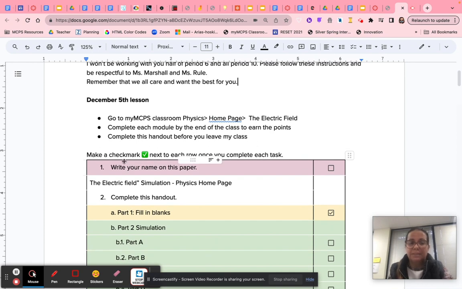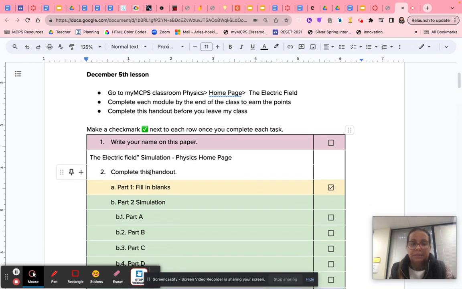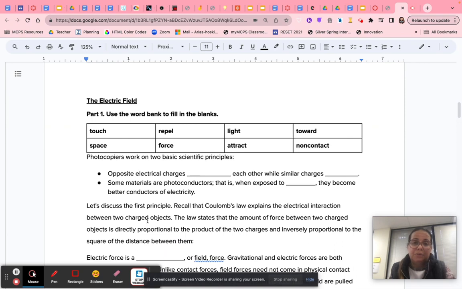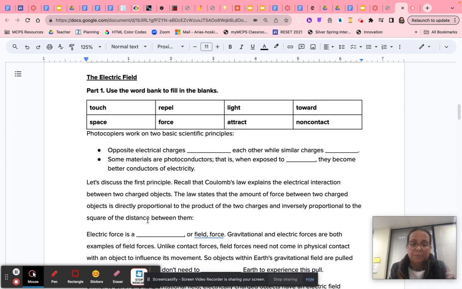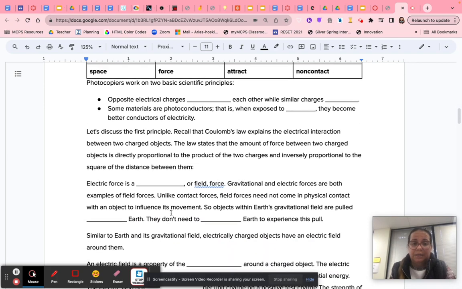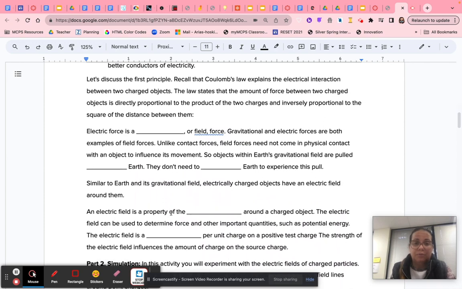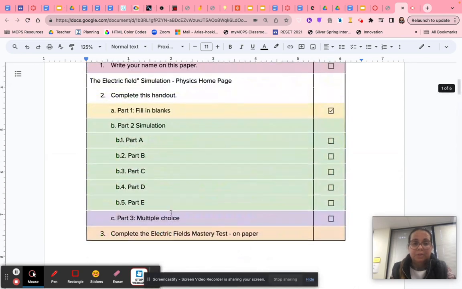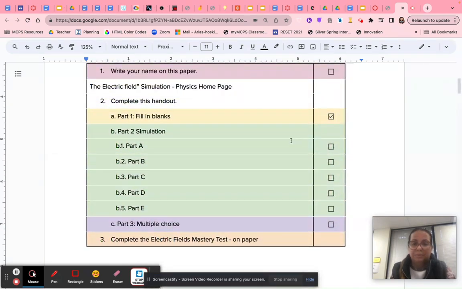The first part here says, make a check mark next to each row once you complete each task. So for the first part, make sure to write your name so I can give you the points. Number 2 says complete this handout. You're going to go to part 1, fill in the blanks. It's only 8 words. This is actually a review from last class. Opposite charges, similar charges, what's going on. I'm not going to go over that because we did this already last class, okay? So 8 words only. I'm pretty sure it's straightforward. You're going to understand and complete this part without my support. Once you're done, make sure to click that you're done here, okay?